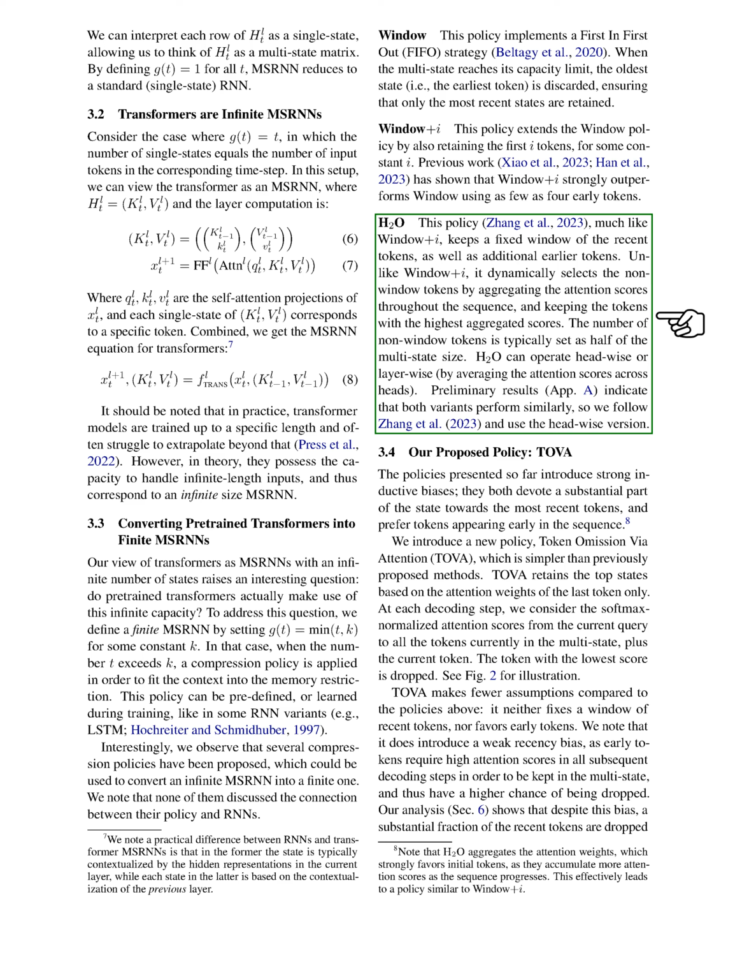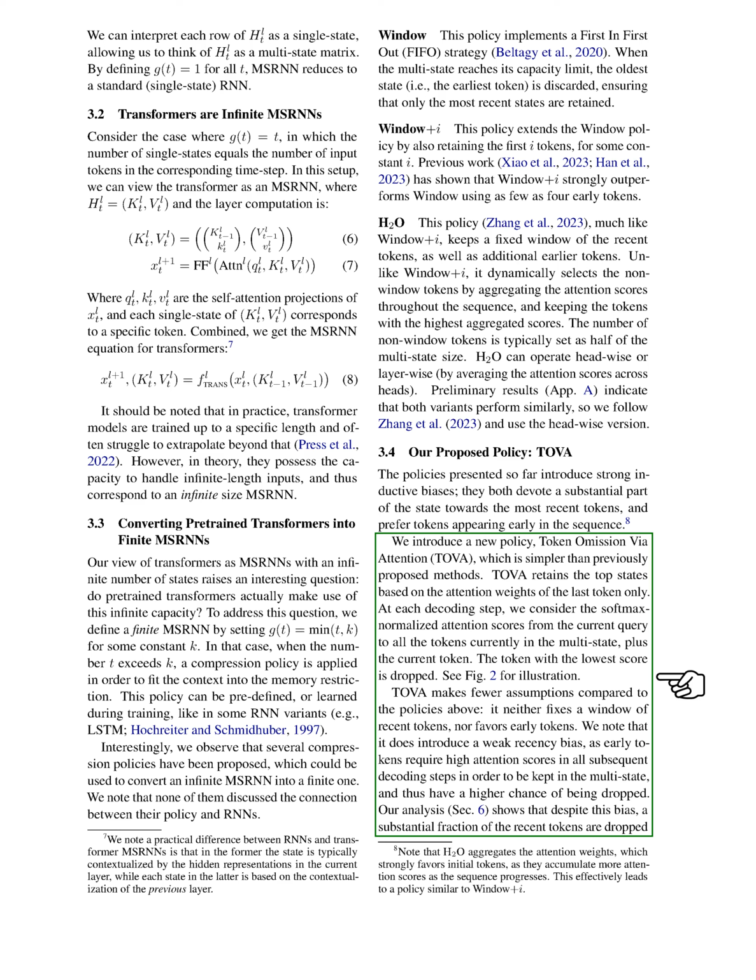Section. Our proposed policy, TOVA. We're introducing a new policy called token omission via attention, TOVA. Unlike previous policies, TOVA doesn't focus on the most recent tokens or those that appear early in the sequence. Instead, it keeps the top states based on the attention weights of the last token only. At each decoding step, we look at the attention scores from the current query to all the tokens currently in the multi-state, including the current token. The token with the lowest score is then removed.